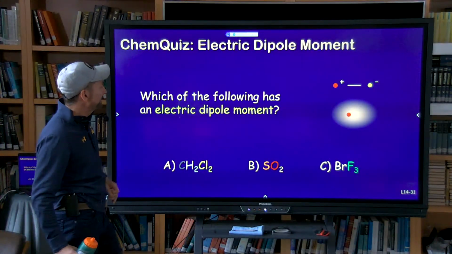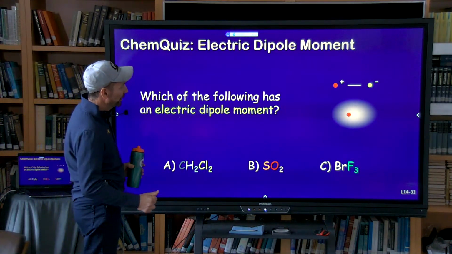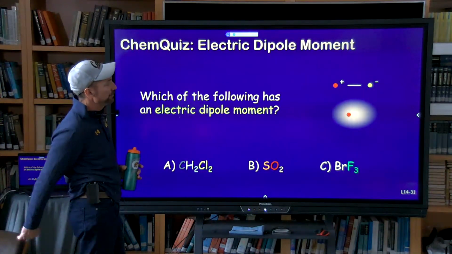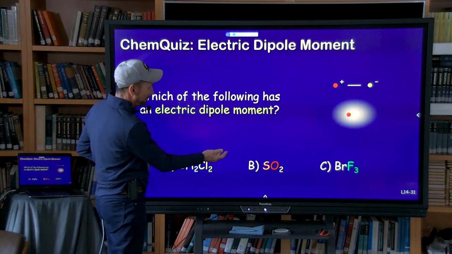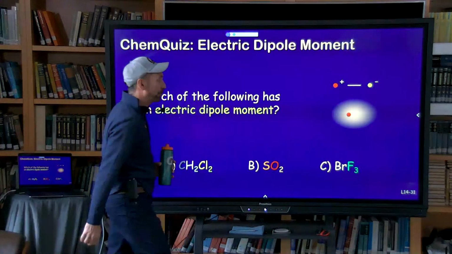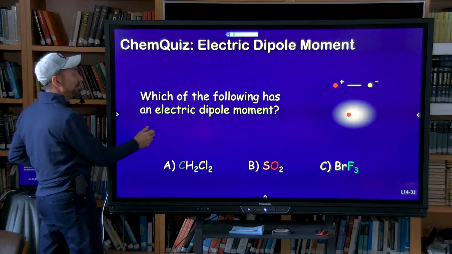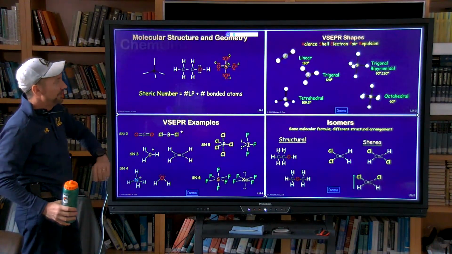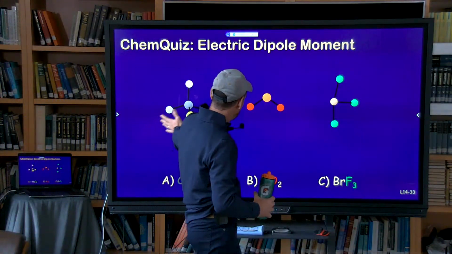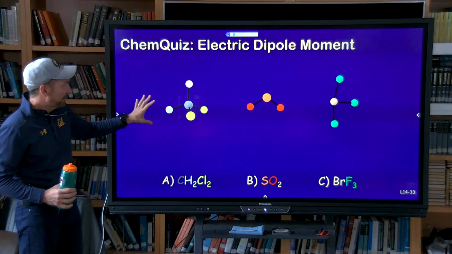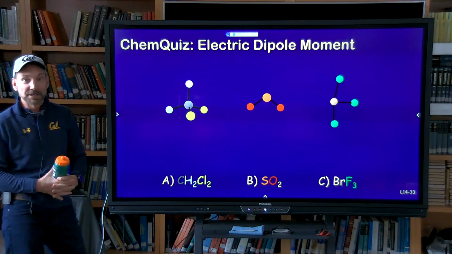So which of these has an electric dipole moment? We will do part of this for you, and then you can weigh in. Which of the following has an electric dipole moment? Methylene dichloride, sulfur dioxide, or boron trifluoride? Excuse me, bromine trifluoride, that matters. If I draw some of the geometry here, you can check. I got this geometry from the Lewis dot structures. If I draw that geometry, which one of those has an electric dipole moment?